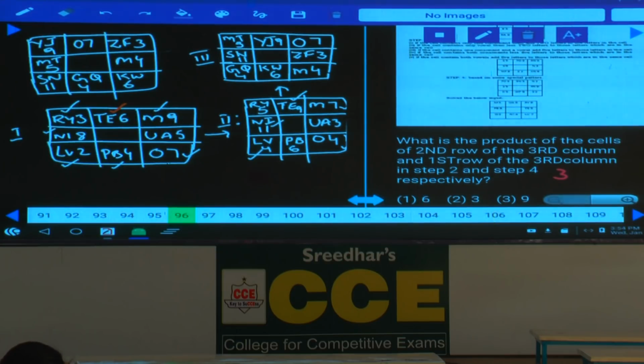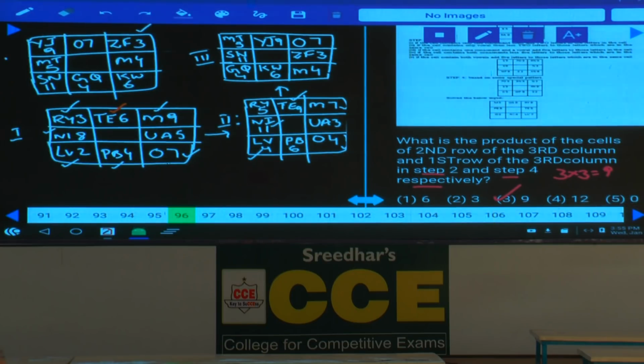And first row, third column in step 4, this one ZF3. The number here is 3. Now 3 into 3 is 9, that is given in choice 3. Clear? The word respectively is used, so he is talking about step 2 and step 4 respectively. Done with this?